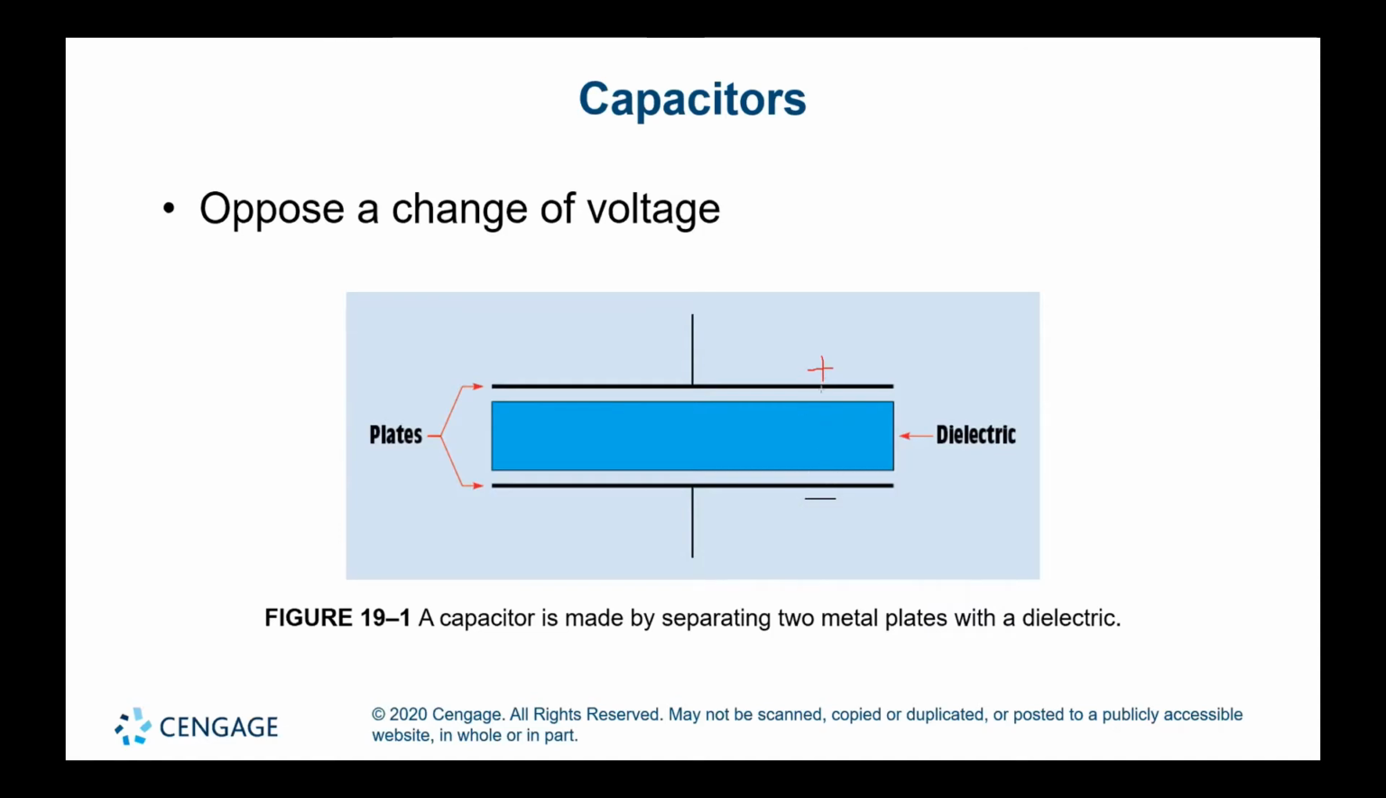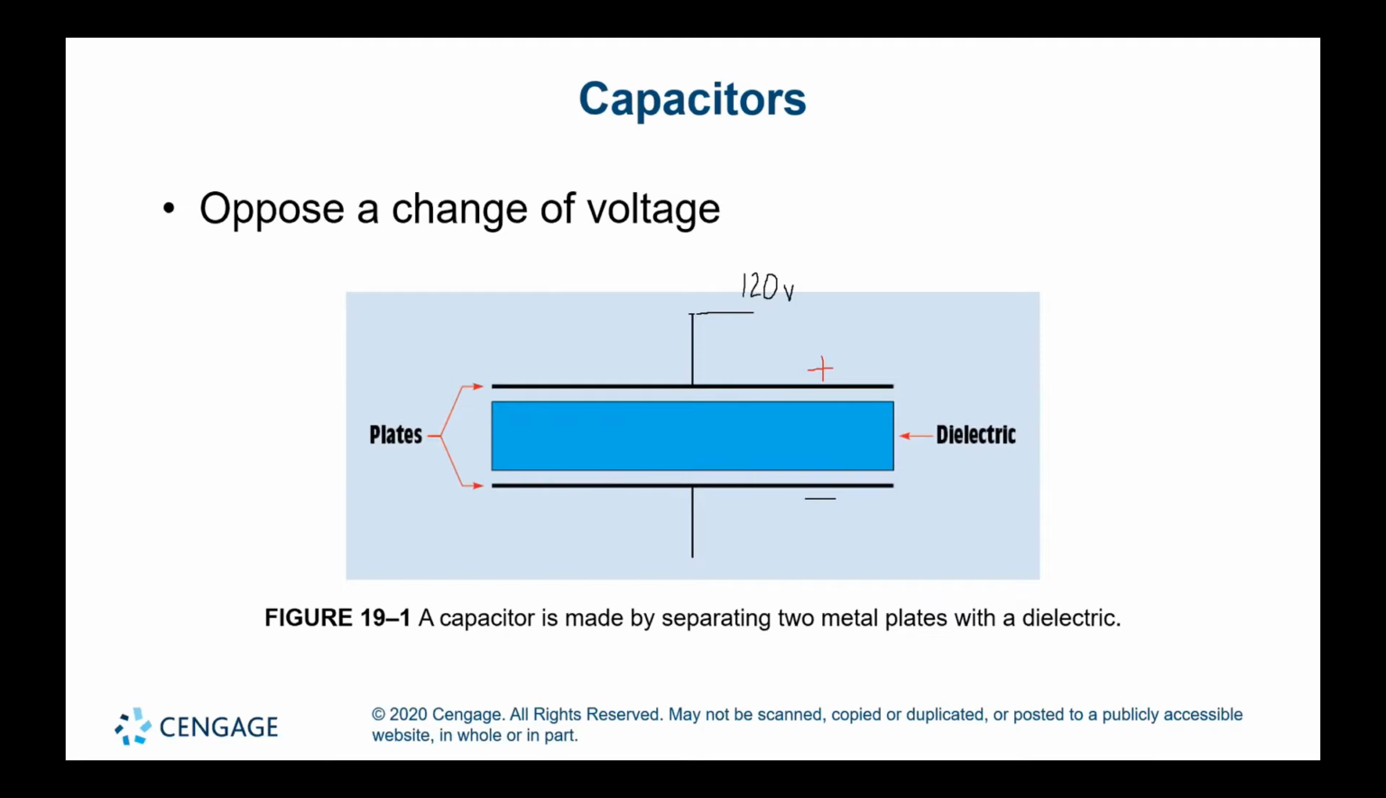Once the capacitor is charged and has reached source voltage, say it is rated for 120 volts and you connect it to a 120 volt source, once the capacitor has reached that 120 volt charge, then no more motion of electrons happens.